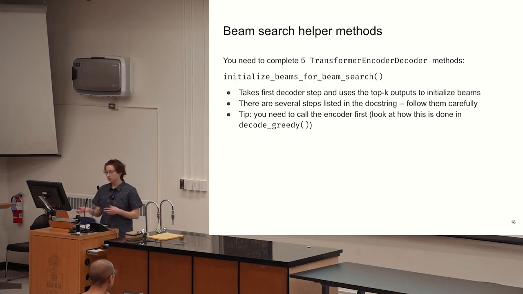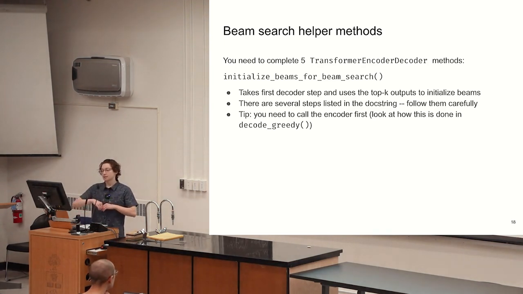And then for beam search, you implement 5 different helper methods. So you're not implementing all of beam search, you're just implementing several pieces of it. The first method that you implement of the 5 is initialize beams for beam search. I would say this is probably one of the more involved beam search methods, and many of the others are smaller helper functions. But this first one takes the first decoder step and uses the top k outputs to initialize the beams.